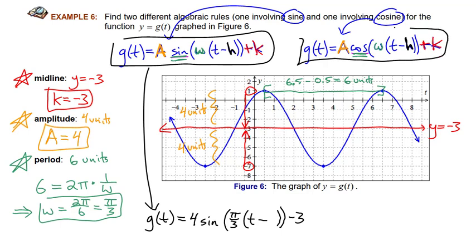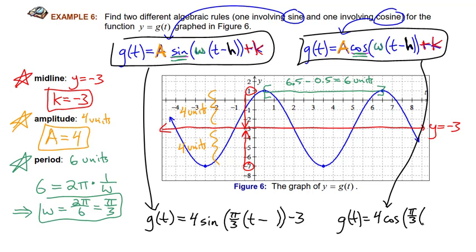Similarly, we could take our cosine rule and come down here and recognize it's going to have the form g of t equals 4 cosine pi over 3 t minus, we don't know yet, minus 3. Barely fits on the window. Okay, now what we'll need to do is determine what h needs to be.